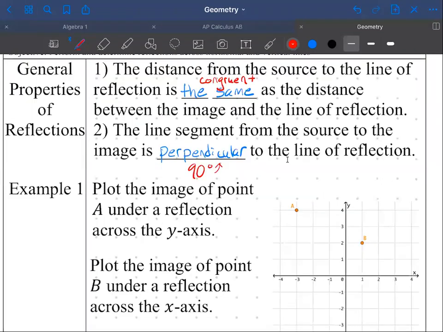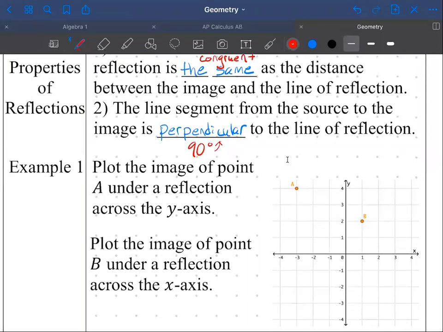So zoom out a little bit. We're on to example number 1. Plot the image of the point A under reflection across the y-axis. So A is our source, you can see right over here, and then we're going to reflect it over the y-axis. First of all, remember that the y-axis is labeled up here. So I'm reflecting over this line. I'm going to be jumping somewhere over there. Can someone tell me the coordinates of A prime after I apply this transformation?